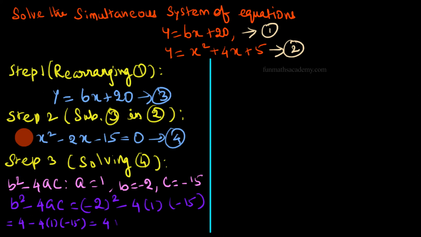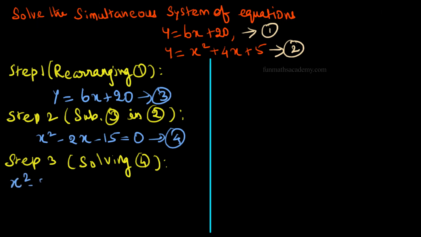Now, when you add them all together, we get 4 plus 60 is equal to 64. Since 64 is a perfect square, we can now use the easiest method, that is the factorization method, to solve this problem. On multiplying the coefficient of x square and the constant, we get minus 15, right?